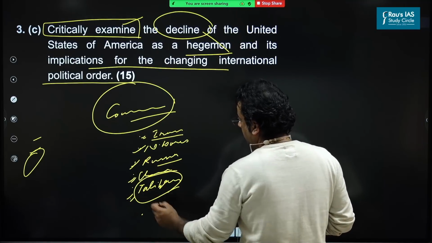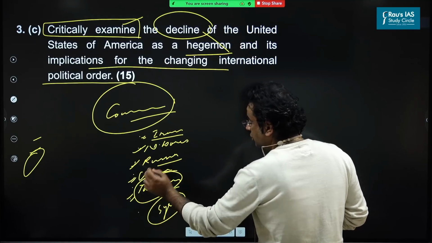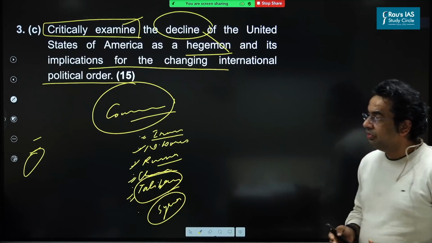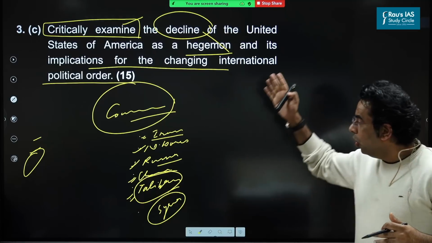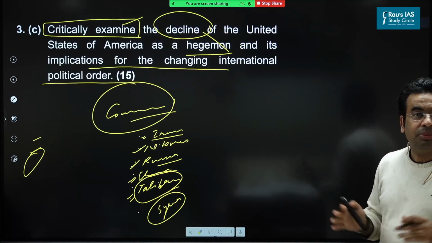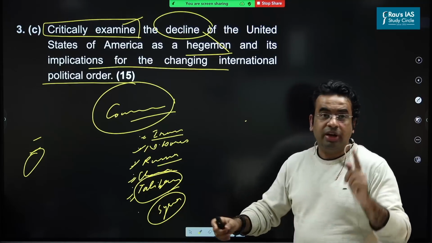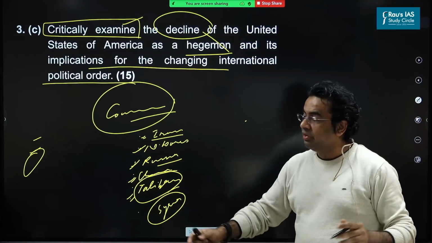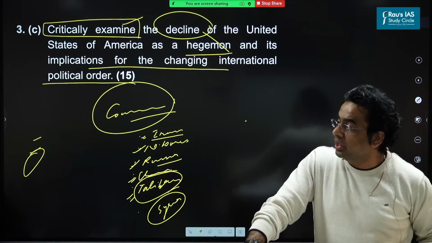And US withdrawal from Syria is seen as a challenge to US hegemony, that US has just left, giving strategic depth to Russia. Okay. All these facts are enough to substantiate that yes, US hegemony is on decline. If the question would have been to comment, then you would have commented like this, that comment US hegemony on decline. So you would have written an intro.